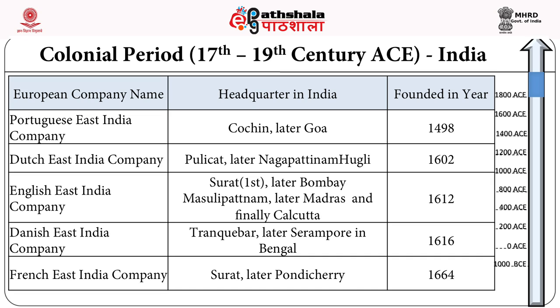The French East India Company came in, whose headquarters was in Surat, later Pondicherry, and their purpose was to colonize. And then the British Raj first ruled from Calcutta and later from New Delhi when the capital shifted, and their purpose was to rule and exploit. So the British actually stayed on, in contrast with the other European countries, and ruled the country till 1947, when India gained independence.